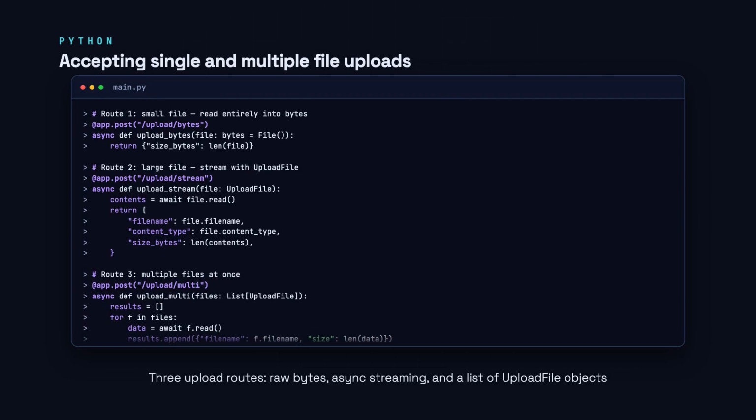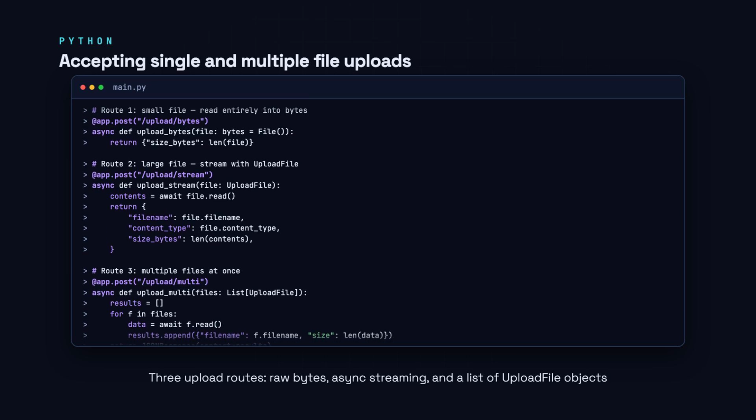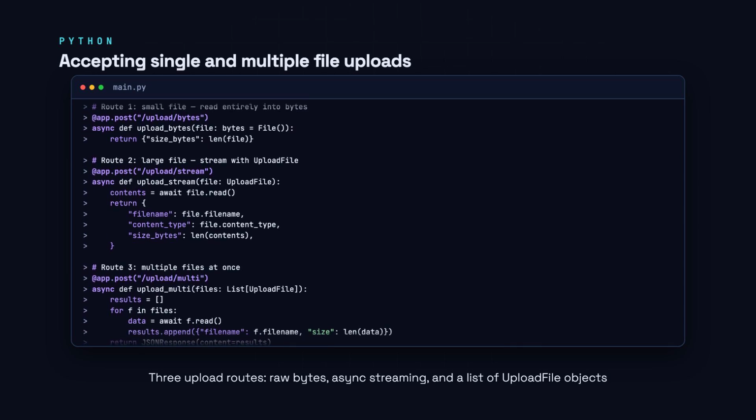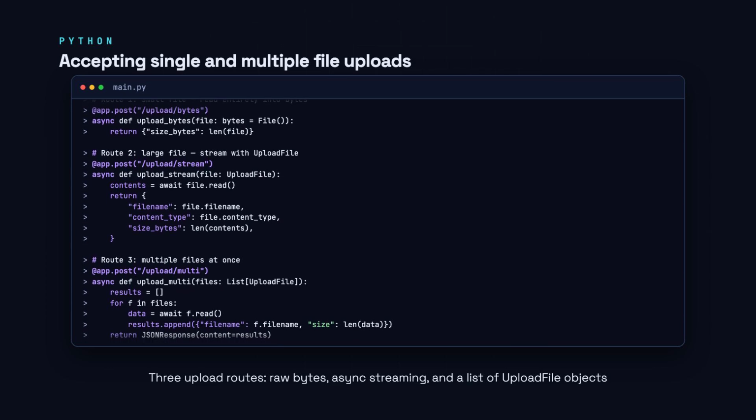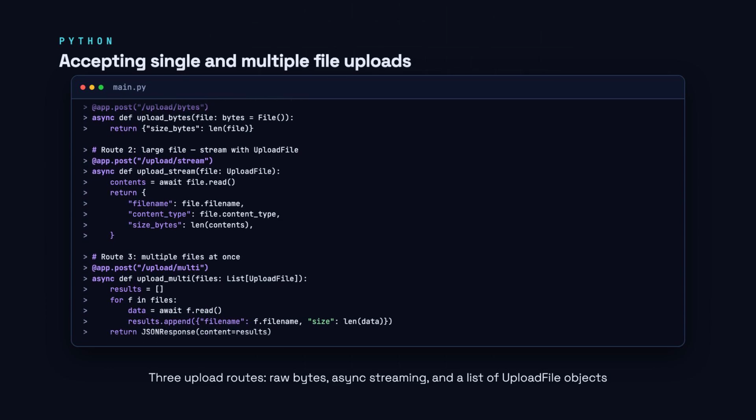Those are populated by FastAPI from the multipart headers. The third route, upload multi, takes a list of UploadFile. FastAPI automatically collects every file field with the same form key into that list, and we iterate over them to read and report each one.